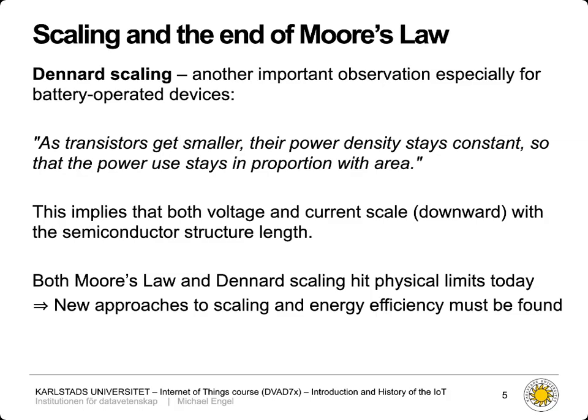And this scaling law says as transistors get smaller, their power density stays constant, so the power use stays in proportion with the area. So we're shrinking down the structure sizes of our semiconductors, so our transistors get smaller and smaller, and the power they use, not the energy in this term, is also shrinking accordingly. So that means the smaller you can build your structures on a chip, the less power hungry they are, so you can afford to run a much larger number of transistors on the same power budget as before, or you can run the same number of transistors on a much lower power budget if you scale them down in size.